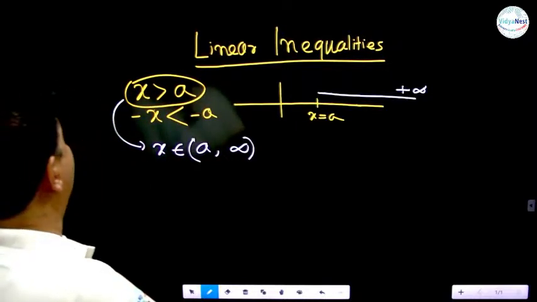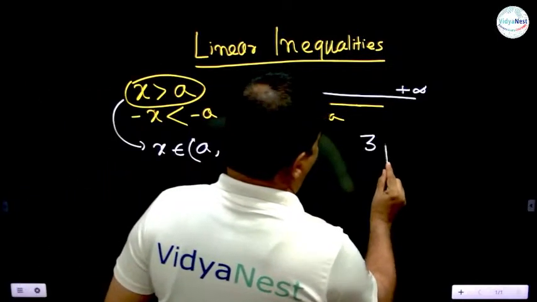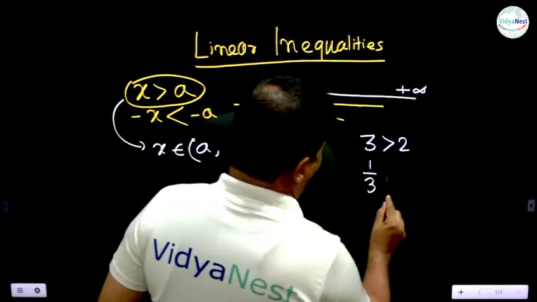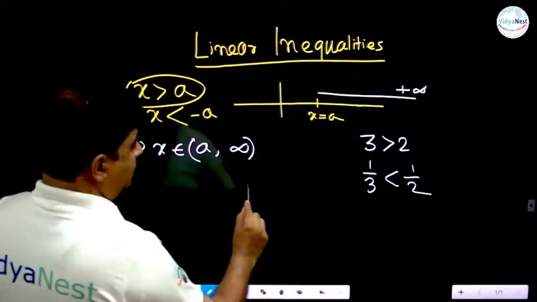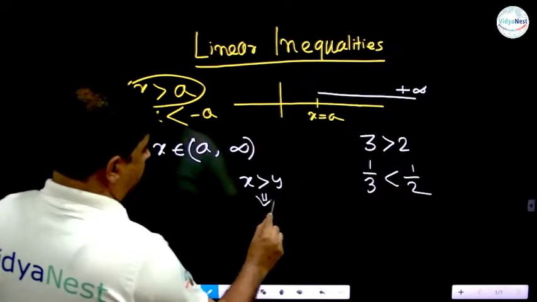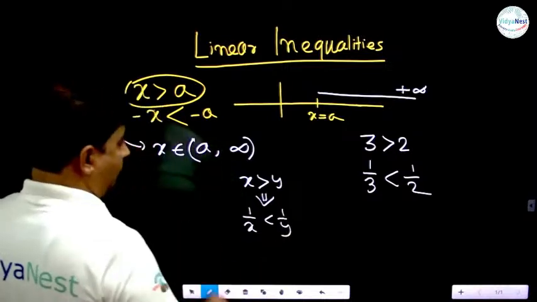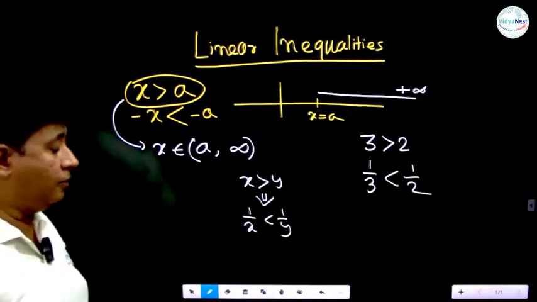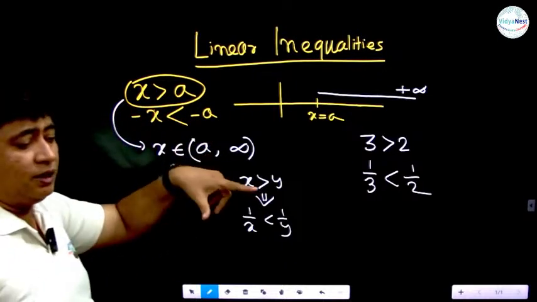Now, suppose you have 3 greater than 2. That means 1/3 less than 1/2. So if I generalize, x greater than y implies 1 by x less than 1 by y. Okay. Now, that is on numbers. This depends on the number system.